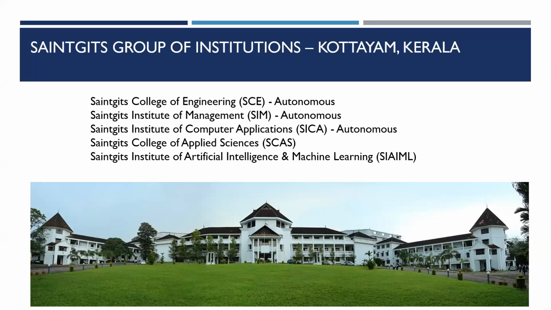Because there are some external participants, let me mention a word about Saintgits group of institutions, which is located at Kottayam in Kerala, the southern part of India. We have Saintgits College of Engineering, which is an autonomous engineering institution. Along with it, we also have Saintgits Institute of Management, which is also autonomous. We have Saintgits Institute of Computer Applications, which is also an autonomous institution, where we have the freedom to have our own curriculum and include the latest trends in our curriculum and syllabus.